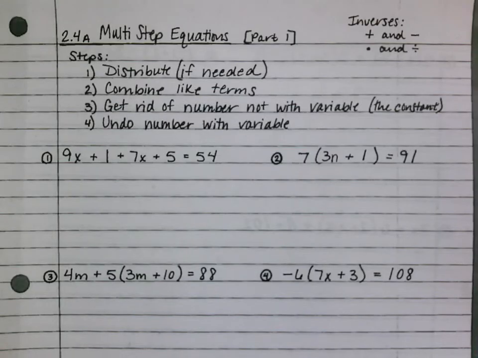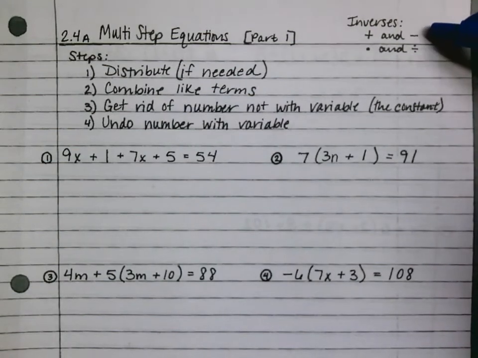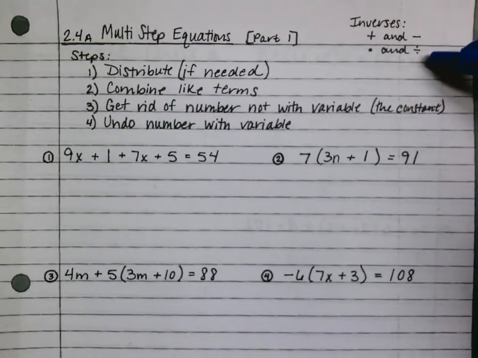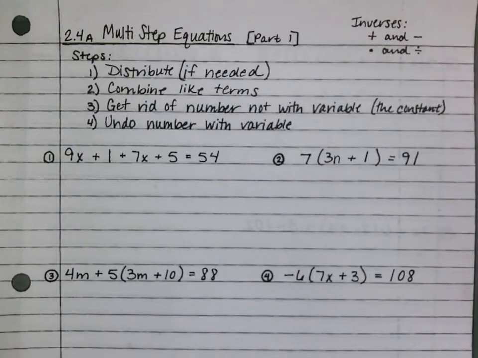Today we are starting on the beginning of multi-step equations, and these will heavily rely on these 4 steps. We're basically just going to use these steps over and over again. First, we're going to distribute, if there's parentheses to distribute. Second, we're going to combine like terms. Third, we will get rid of the number that's not with the variable, so that number is called the constant. And then we will undo whatever the number is with the variable. Remember your inverses: addition and subtraction are inverses, and multiplication and division are inverses, so they undo each other. So we're going to be using those undoing operations a lot.